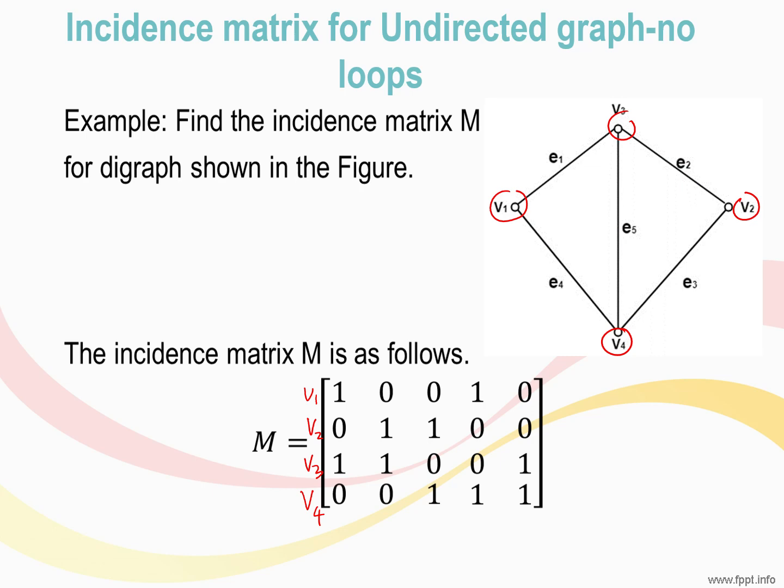And remember, the number of columns of the matrix depends on the number of edges in the graph. So in this graph, the number of edges equals 5. Therefore, you have 5 columns in the matrix M. Therefore, the dimension of the matrix M is 4 by 5. The first column is considered to represent edge number 1, second edge number 2, number 3, number 4, and number 5.